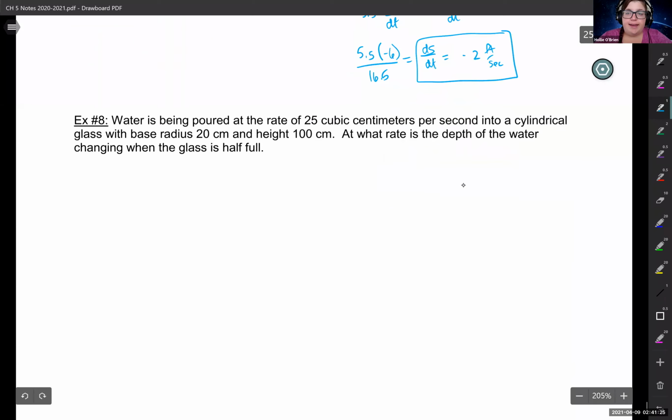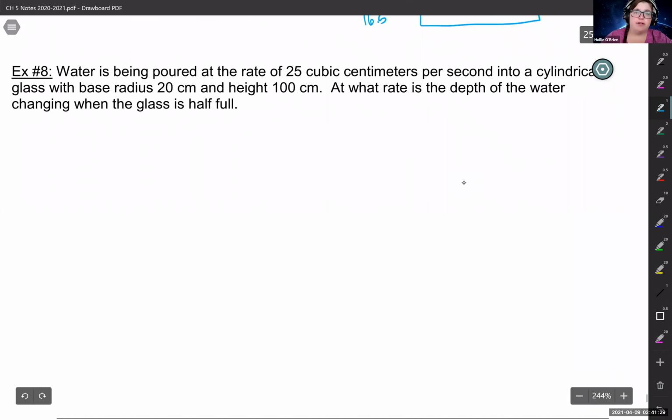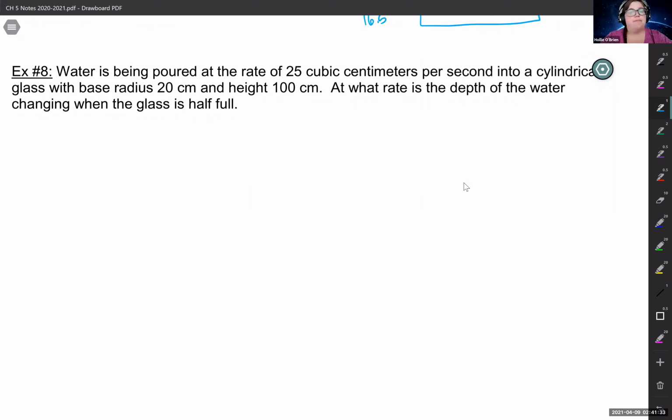All right, last page of the notes. Let's get it. Water is being poured at a rate of 25 cubic centimeters per second into a cylindrical glass, with a height and a radius given. All right, let's draw a picture.